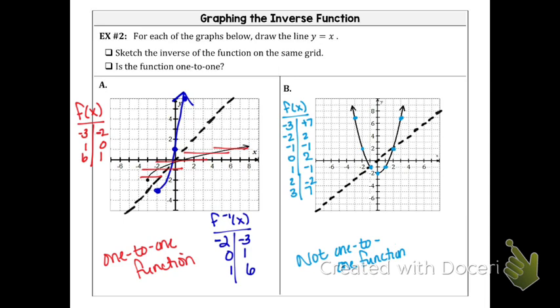So when I go to do the inverse of this one, I just have to switch those x and y's. So 7, negative 3, 2, negative 2, negative 1, negative 1, 2, 0, negative 1, 1, negative 2, 2, and 7, 3. And I'm just going to graph those.